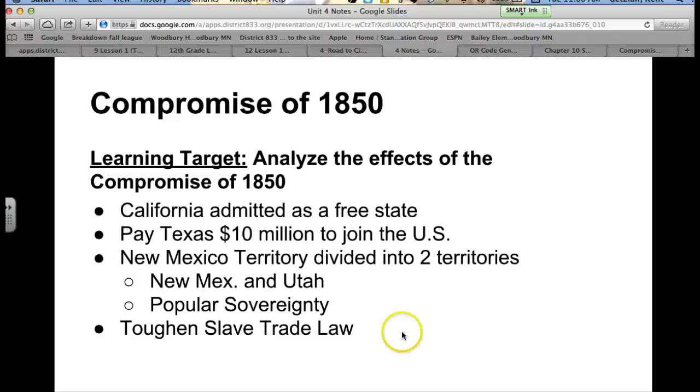Now, almost all of these things right here are going to please the North and not the South, except for Texas. So what they did to please the South is they toughened the slave trade and fugitive slave laws. And what that meant was they were going to punish runaway slaves harsher than what they did previously to try to stop slaves from the South running to the North.